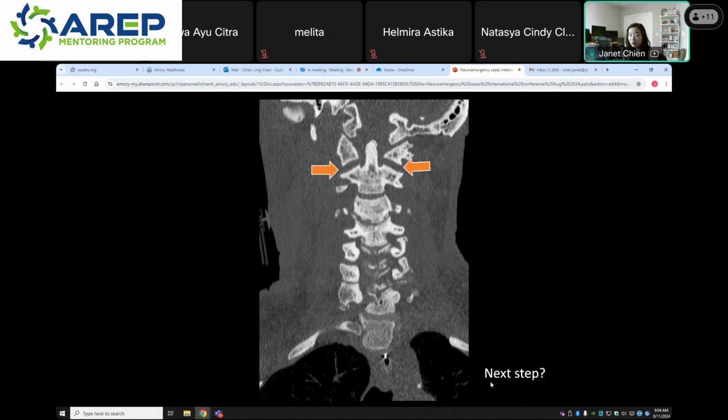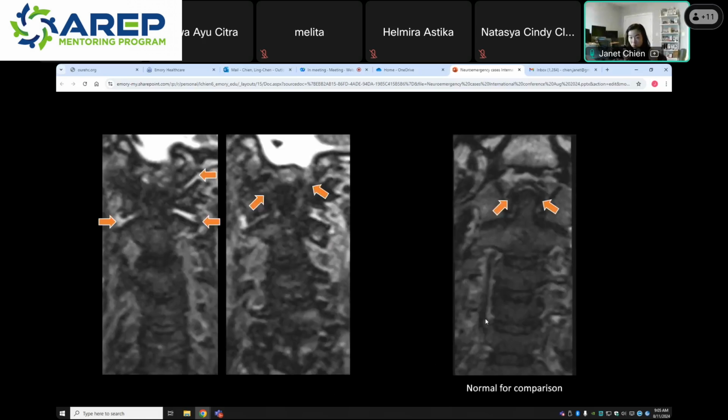So your next step, we use CT kind of as a screening test in the trauma setting. When we see any abnormalities that would suggest ligamentous injury or instability, then we want to get an MRI of the cervical spine. So MRI cervical spine trauma protocol includes T2 space, so very thin T2 sections to evaluate the ligaments.